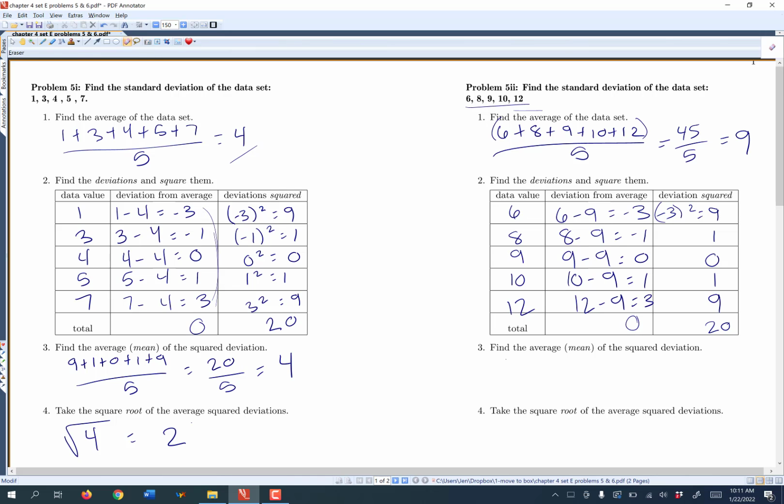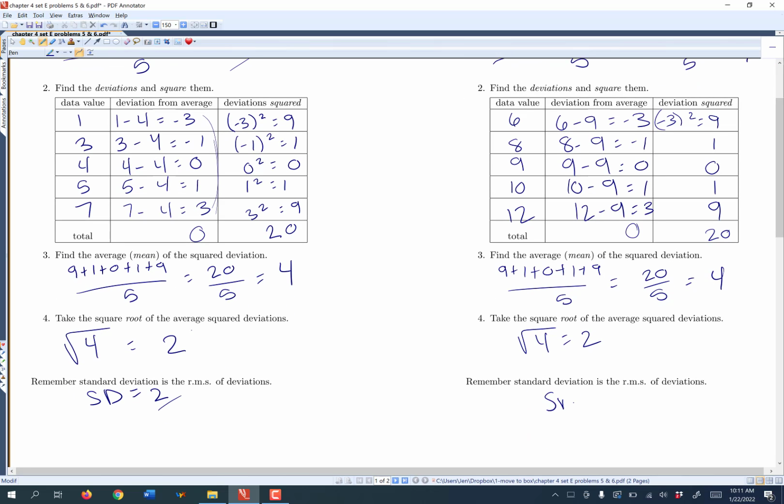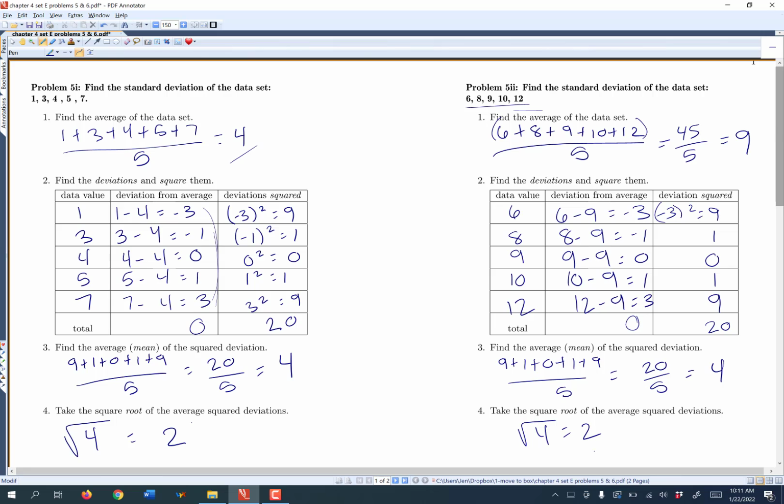So now find the average or mean of the square deviations. Remember, that means you have to add them up and divide by how many there are. So we already added them up, we got 20, and divide by that 5, and you get 4. Now take the square root of that. So the square root of 4 gives me 2. So my standard deviation equals 2. So I did that for both lists. Now do you notice anything here? You might notice that we got the same standard deviation, but the average was different.